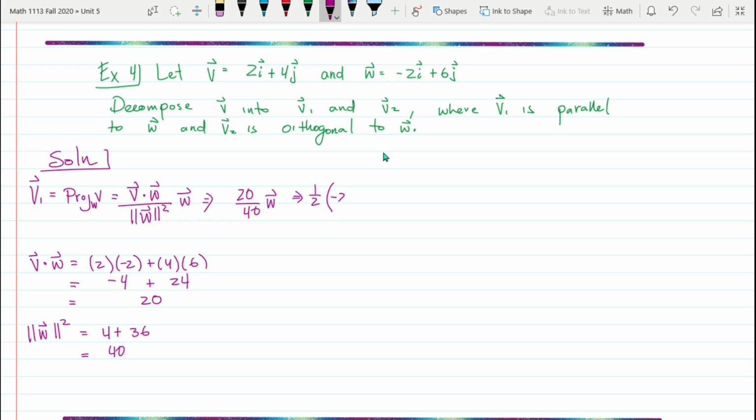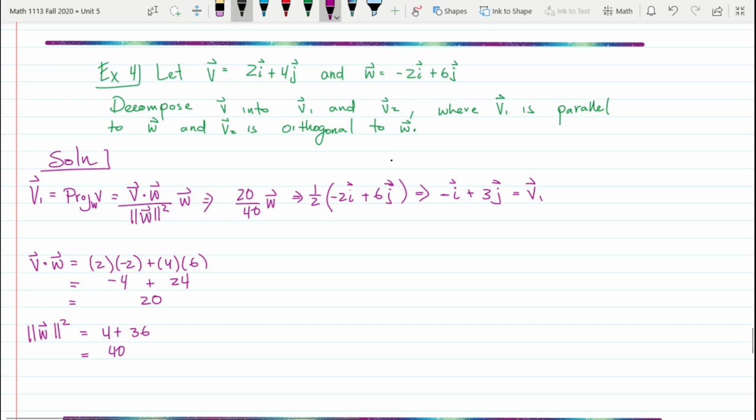times negative 2i plus 6j. And then all of that comes out to be negative i plus 3j. And remember, this is equal to the projection, or vector v1. Vector v1 is the vector parallel to w.